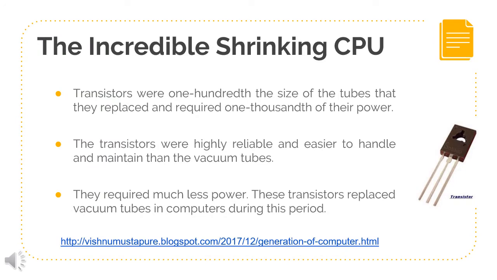Transistors were 1/100th the size of the tubes that they replaced and required 1/1000th of their power. The transistors were highly reliable and easier to handle and maintain than the vacuum tubes. They required much less power. These transistors replaced vacuum tubes in computers during this period.